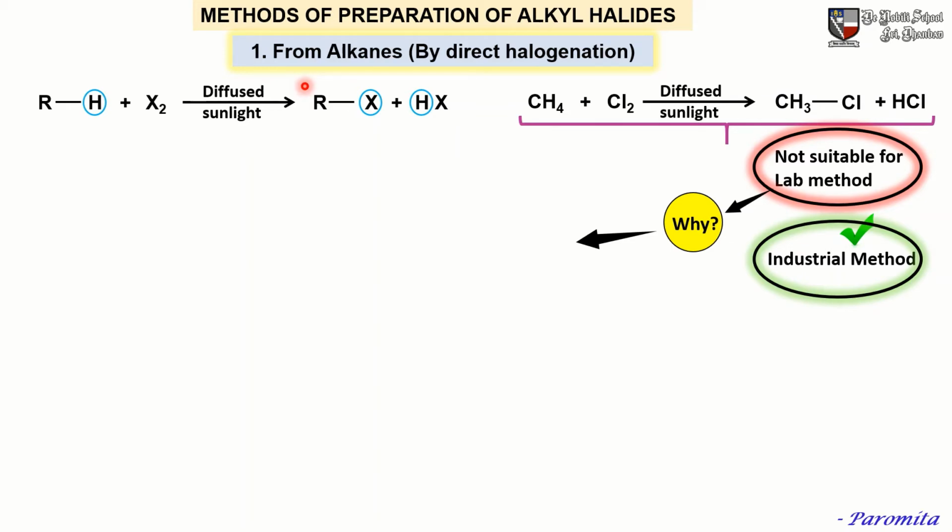We have studied that halogenation of alkane is an example of free radical substitution reaction. Now let us see this example. Methane reacts with chlorine in the presence of diffused sunlight to give methyl chloride and HCl.